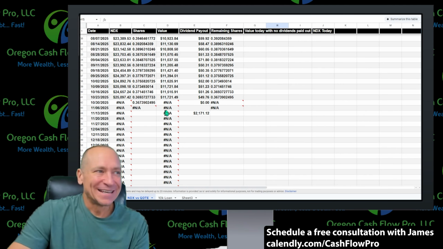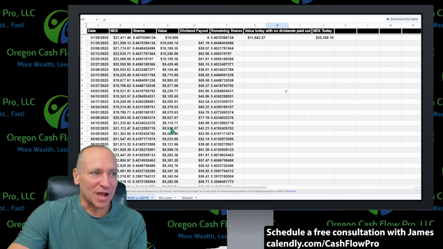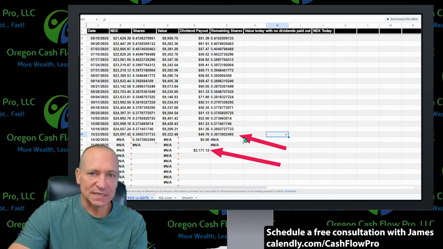Wait, that's not right. This would be the amount if we still had 0.46 shares. Let me fix this. Now we've got it corrected. So it dropped in value. We're taking money out all along the way. We still took out the same amount of money, but now we only have 0.367 shares. And those shares have a value of $9,322.